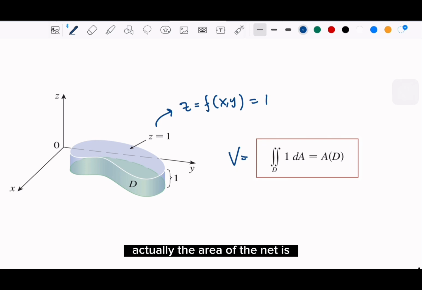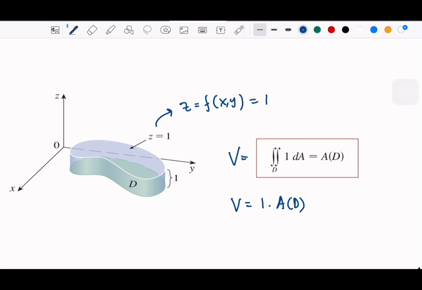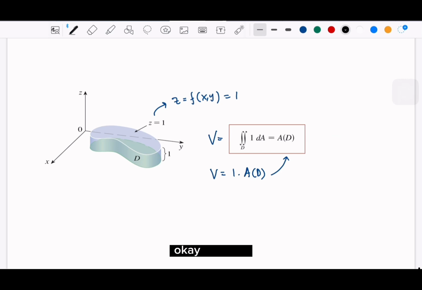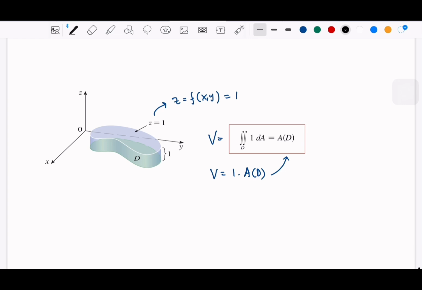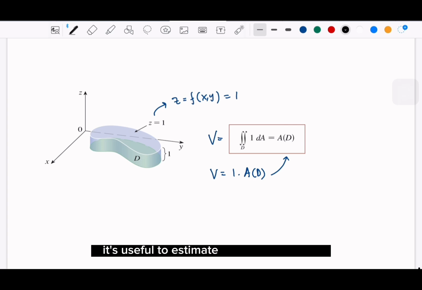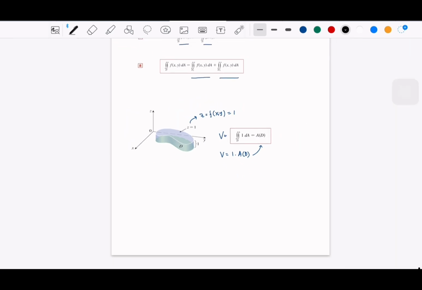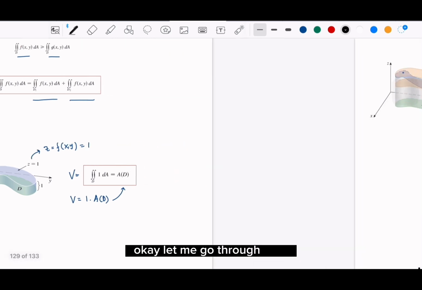Actually, the area of D we can also describe in a volume. So the volume is 1 multiplied with A, which is this. This way we could describe some other property that is perhaps useful to estimate some integrations. Okay, let me go through here.